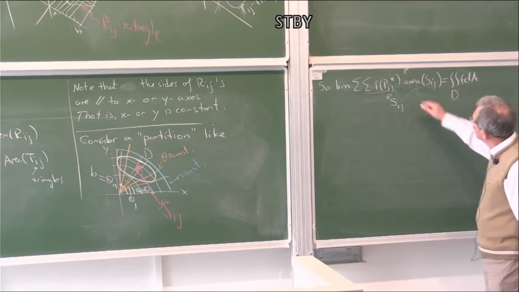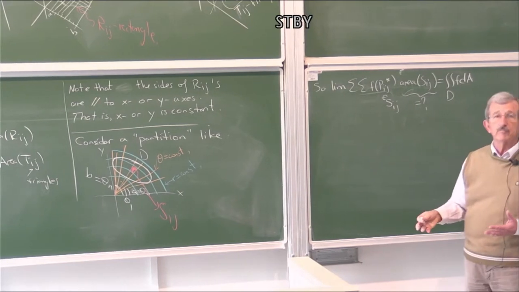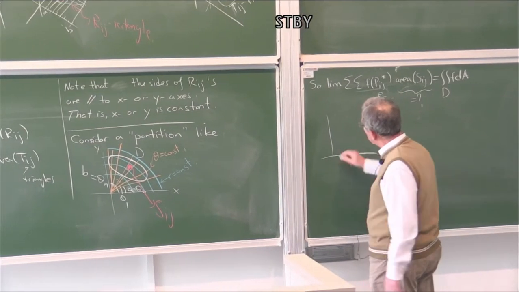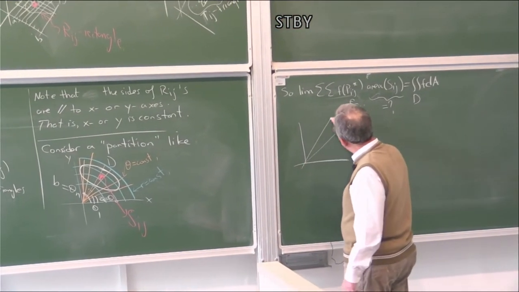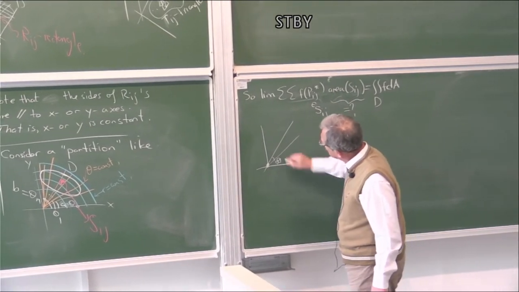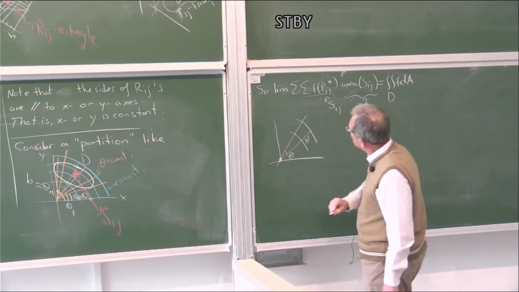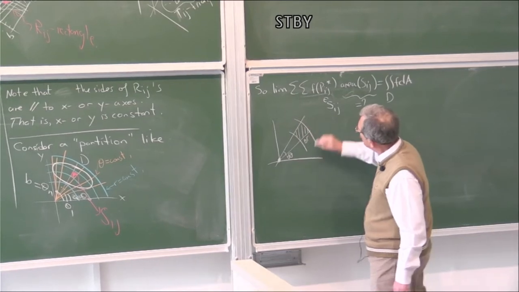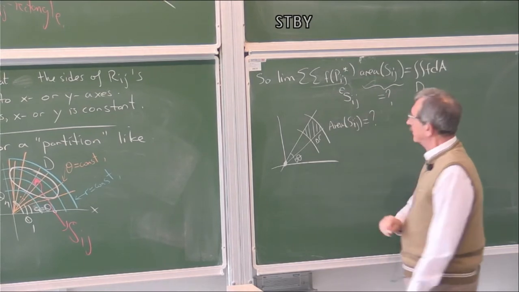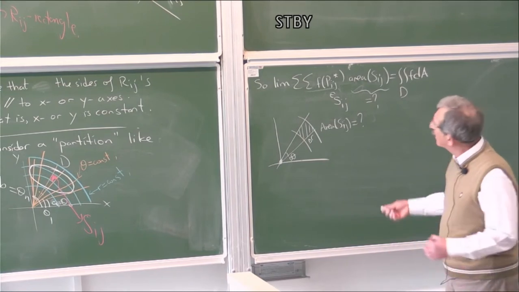Well, the question is, what is the area of S_ij? We can easily check that. Namely, we have two thetas here. Say this is delta theta. And we have two circles. Say this length is delta r. We want to calculate the area of S_ij. Well, we have, of course, one simple thing here.